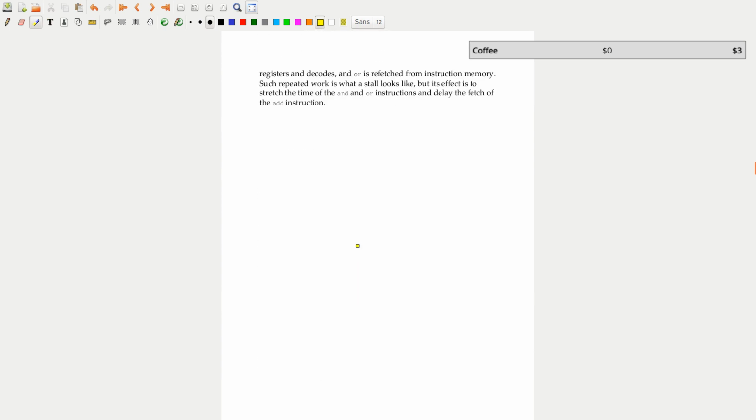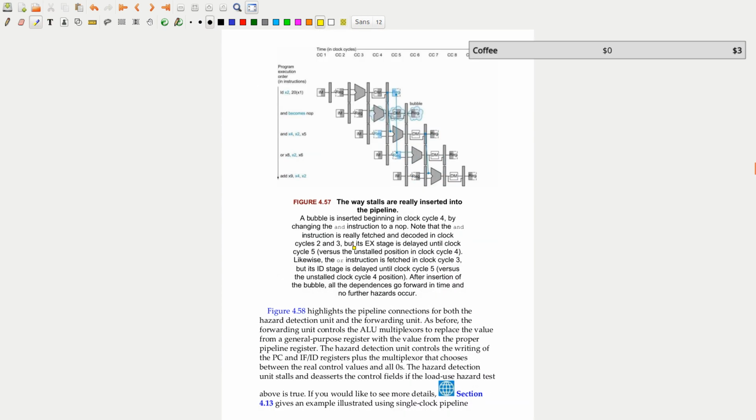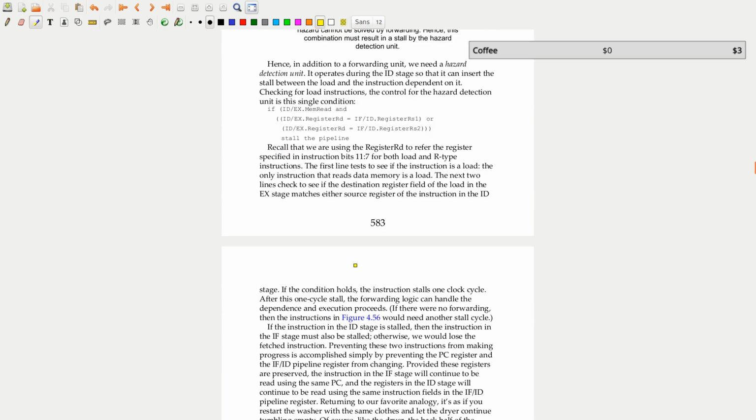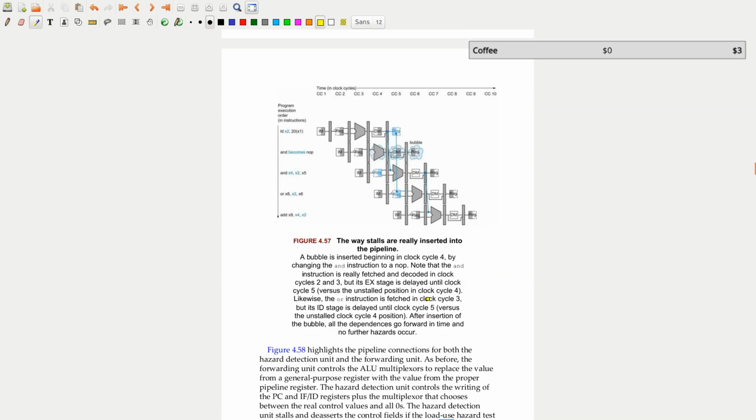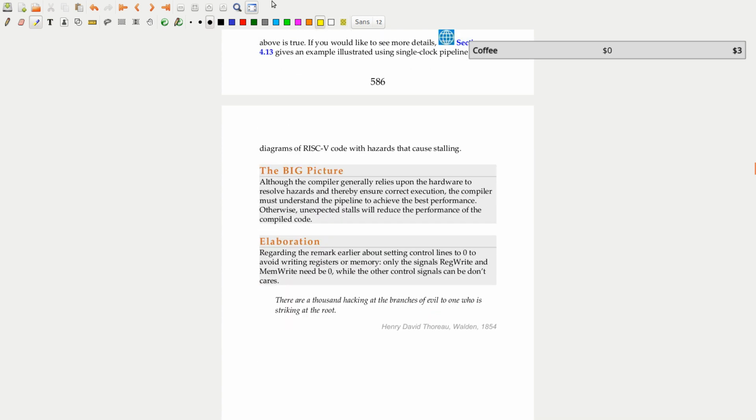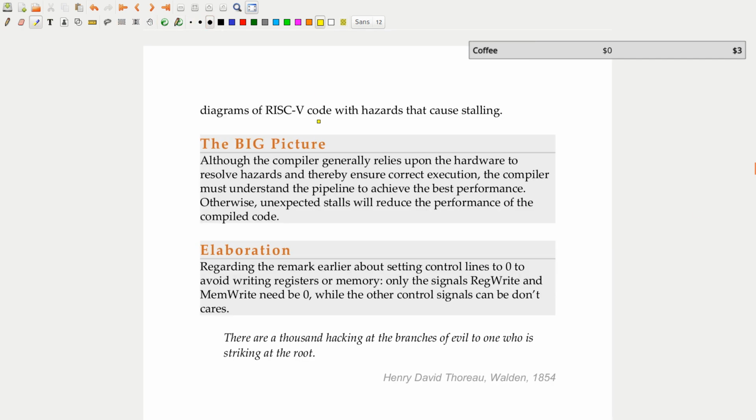So we already talked about data hazards and stalls, so we can skip most of this. So let's go ahead and wrap this up and talk about the big picture before we talk about a couple other concepts. So what's the big picture here?